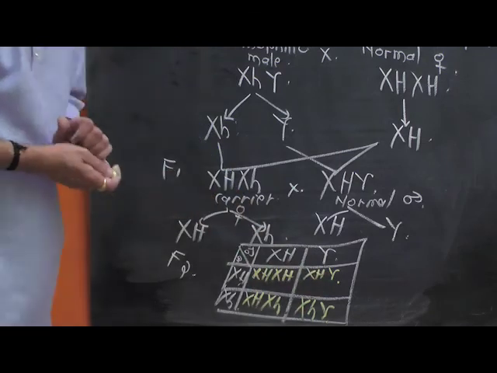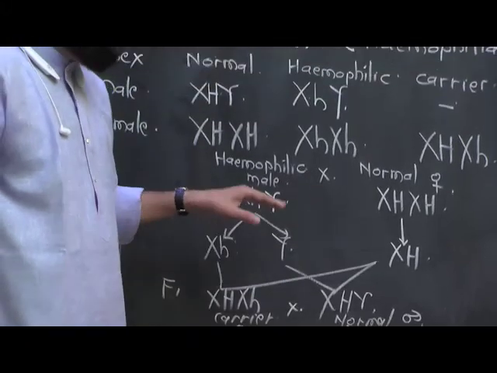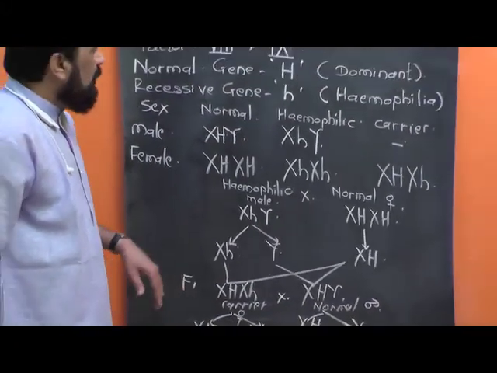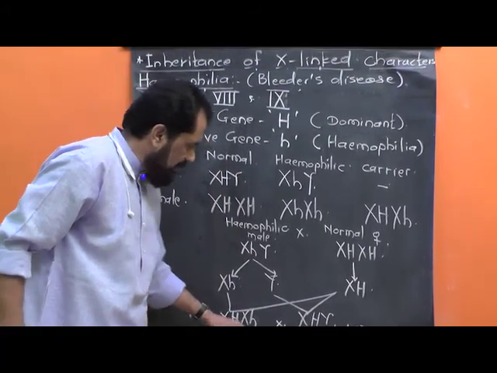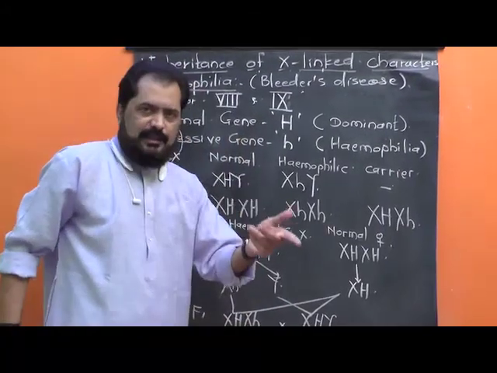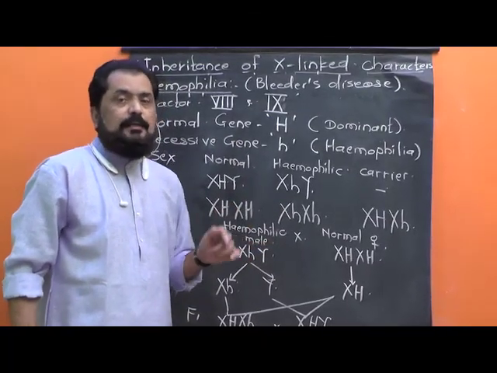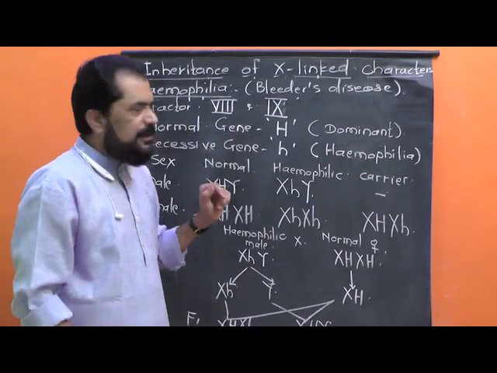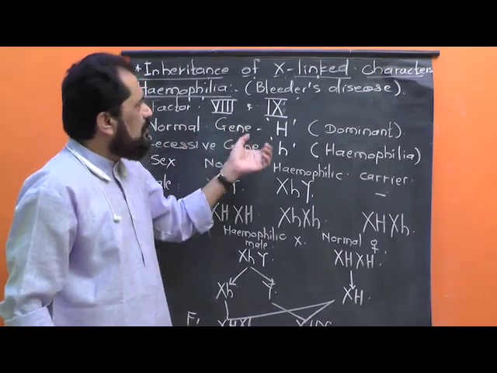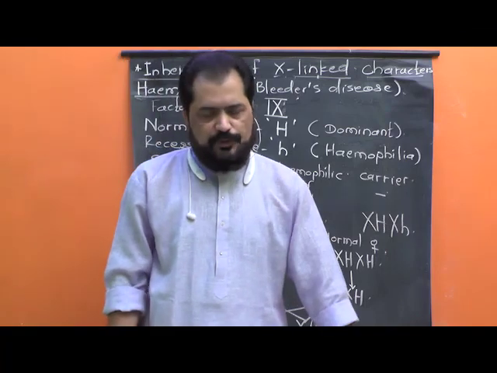What does it mean? It means that the trait of hemophilia also gets transmitted from male to the female and female to the male, just like the color blindness. Means it is also the example of criss-cross inheritance. Here we have completed the study of inheritance of X-linked characters. So let us stop here today. Thank you.